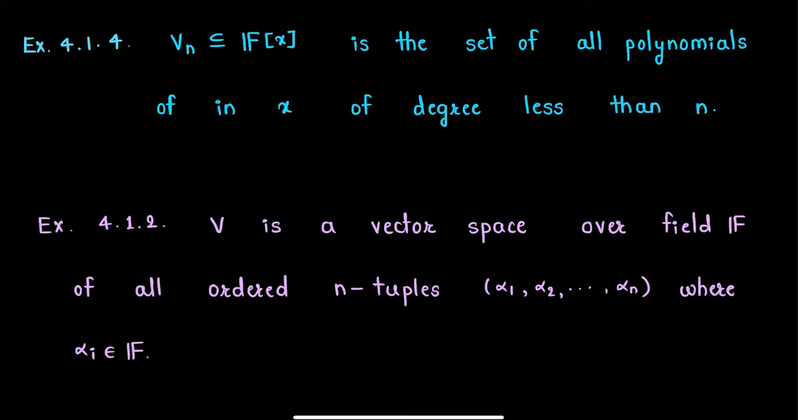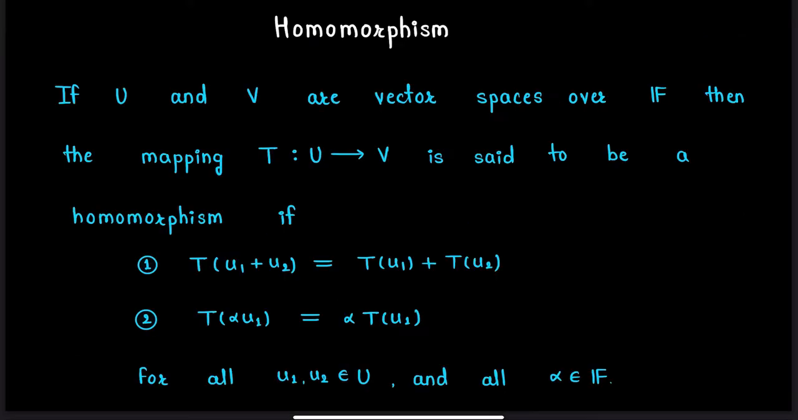Firstly, we will recall the definition of a homomorphism in vector spaces. If U and V are vector spaces over field F, then the mapping T from U to V is said to be a homomorphism if T of (u1 plus u2) is equal to T of u1 plus T of u2, and T of (alpha u1) is equal to alpha times T of u1, for all u1, u2 in U and for all alpha in F. So this is the concept of homomorphism in vector spaces.